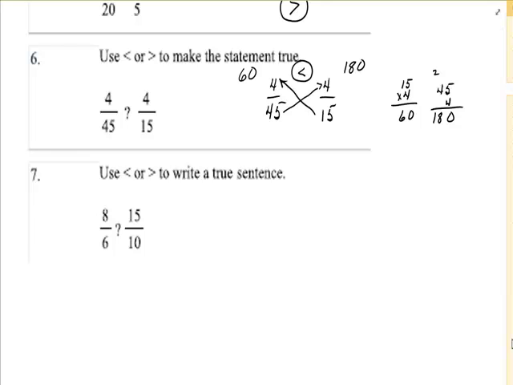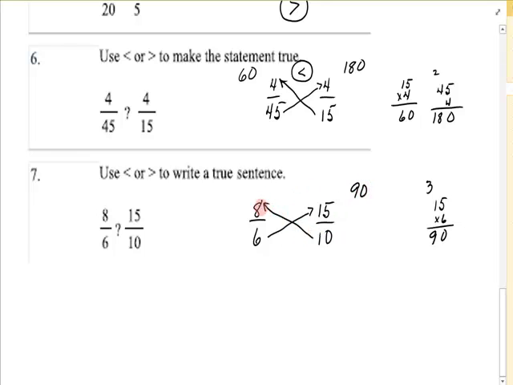Finally, I have 8/6 and 15/10. Let's look at this cross product. I have 15 times 6. That's 30. Carry the 3. That's 90. So put your answer up here. Look at this cross product. 10 times 8 is 80. Put that cross product there. 80 is less than 90. So it will be the less than symbol. When you finish, make sure that it is pointing toward the small number, opening big toward the big number.